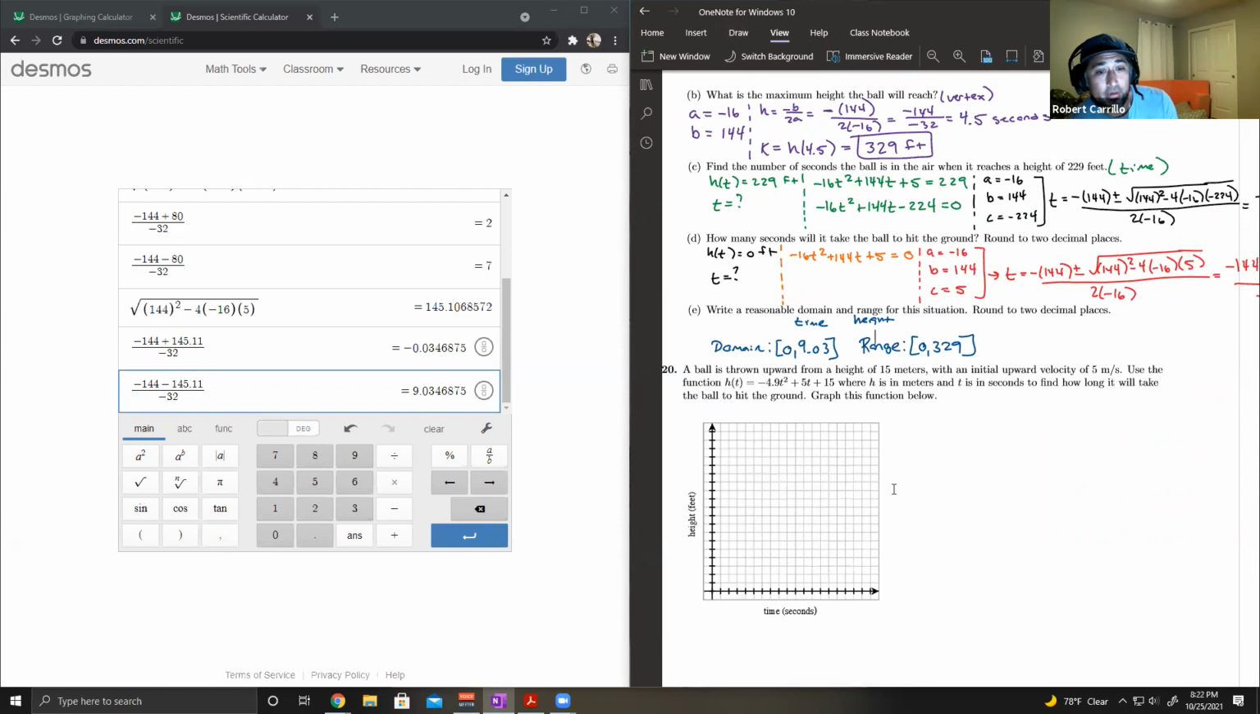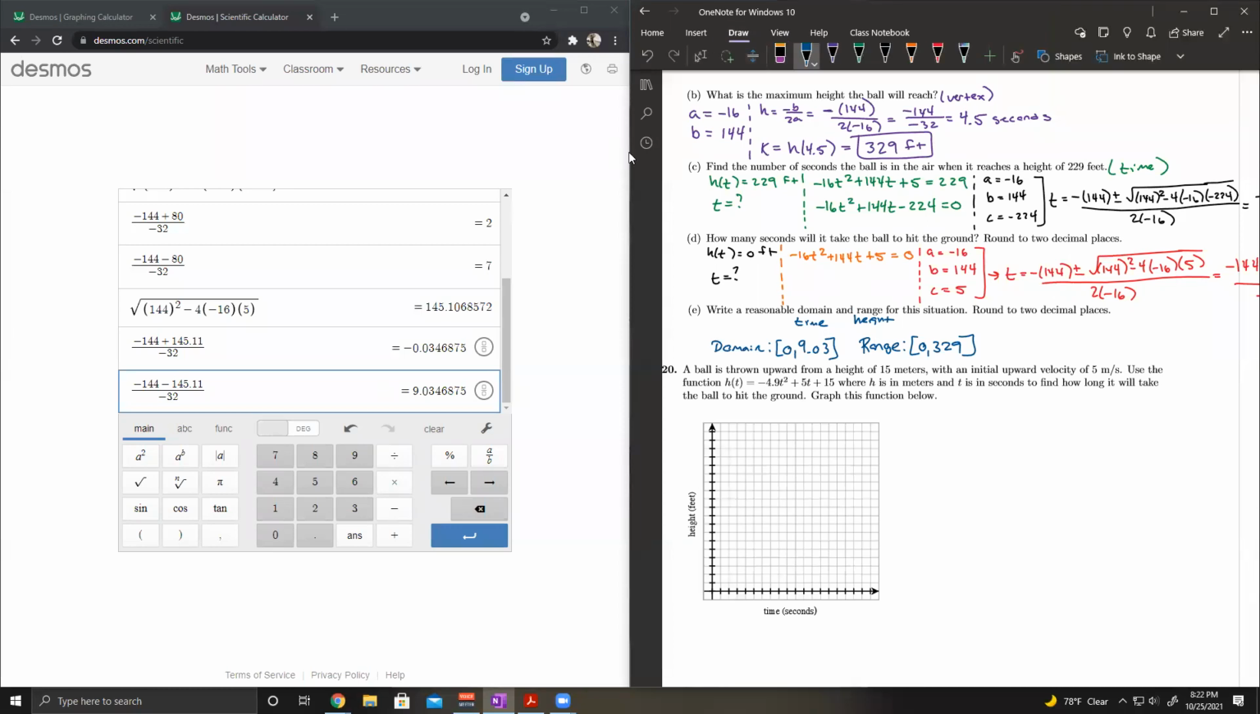A ball is thrown upward from a height of 15 meters with initial velocity upward of 5 meters per second. Use the function h of t equals negative 4.9 t squared plus 5t plus 15, where h is in meters and t is in seconds, to find how long it will take for the ball to hit the ground and graph the function. So all we want to know right now is how many seconds it will take to hit the ground. They're giving us height. If the ball hits the ground, what's the height? 0.